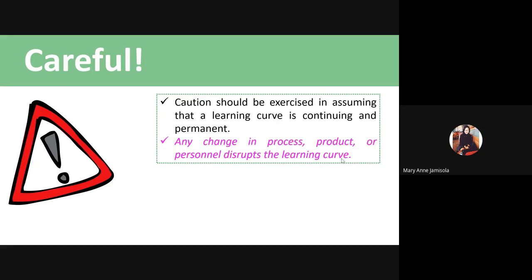Or if there's any change in personnel, for example, we added new employees. New employees meaning faster turnover, faster production. So these things will affect our learning curve rate.